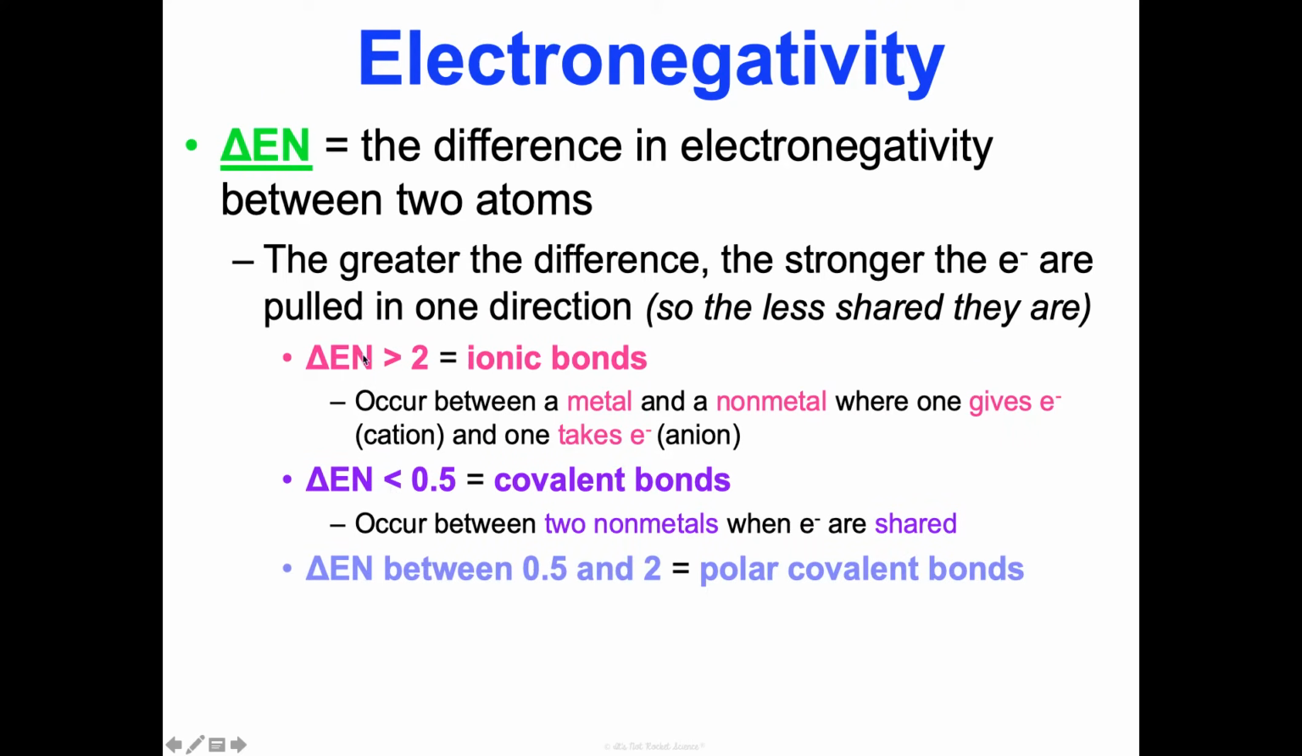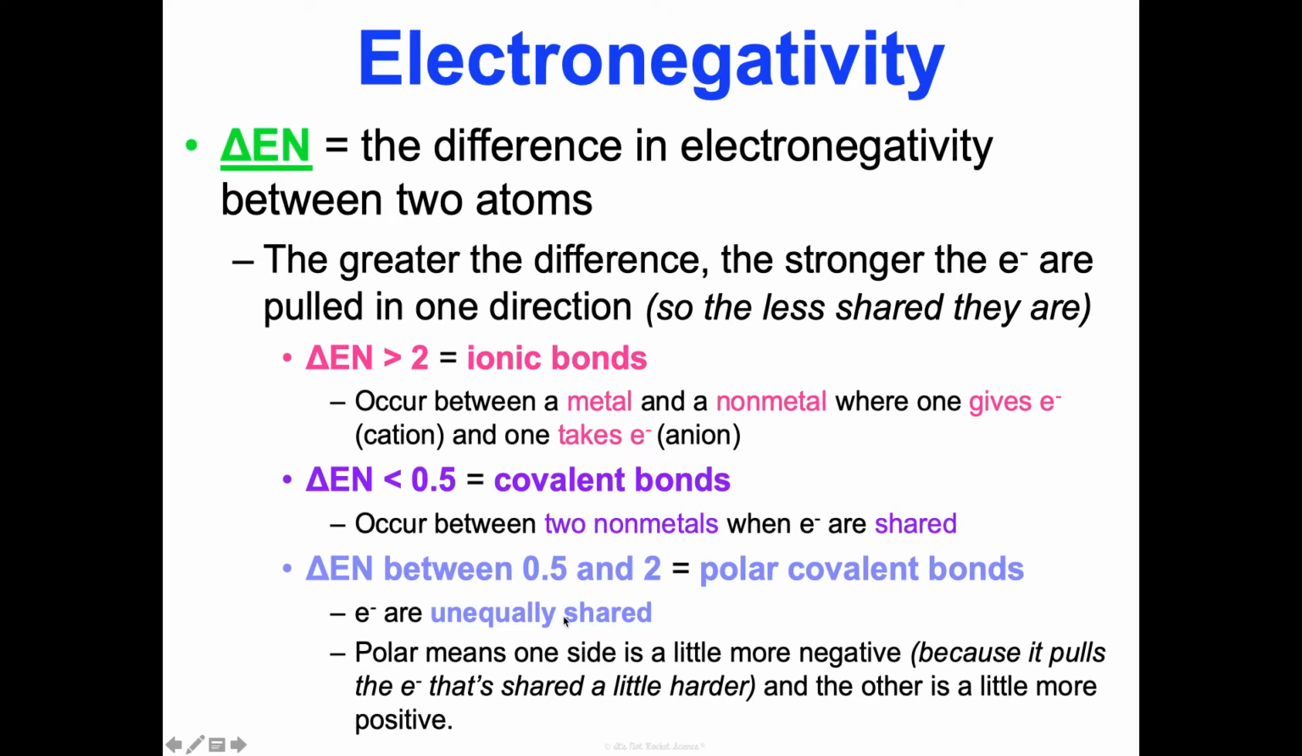Now, what if your difference in electronegativity falls between these two extremes? If it's between 0.5 and 2, we call this a polar covalent bond. What that means is that the electrons are going to be shared because it's covalent, but they're going to be unequally shared. Polar just means that one side will be a little bit more negative because that atom pulls the shared electrons a little bit more, and the other is a little bit more positive. So it kind of has poles within the sharing.